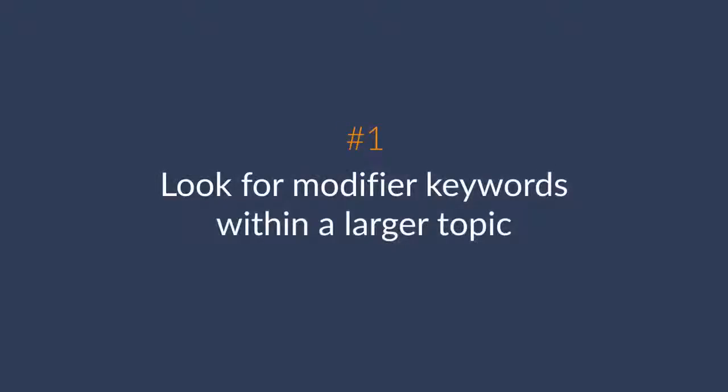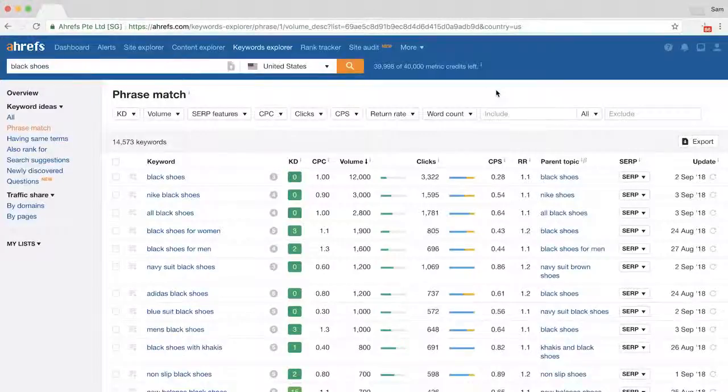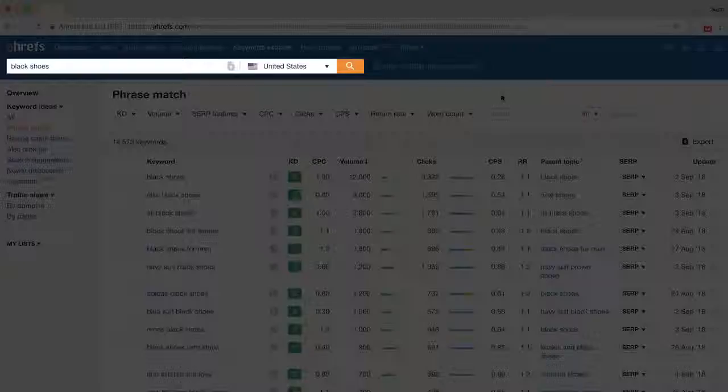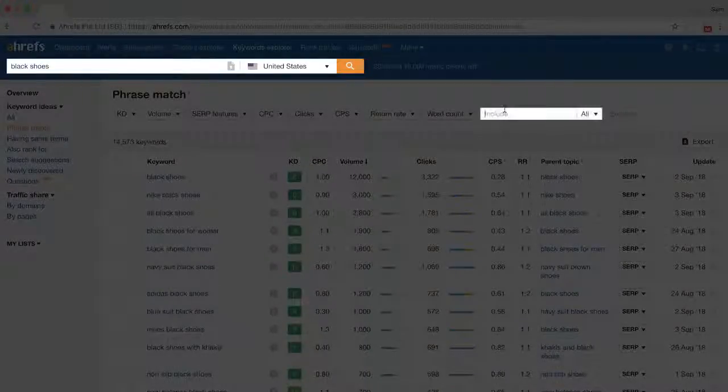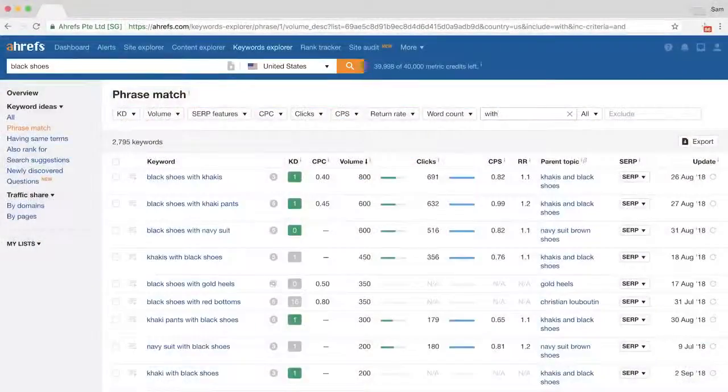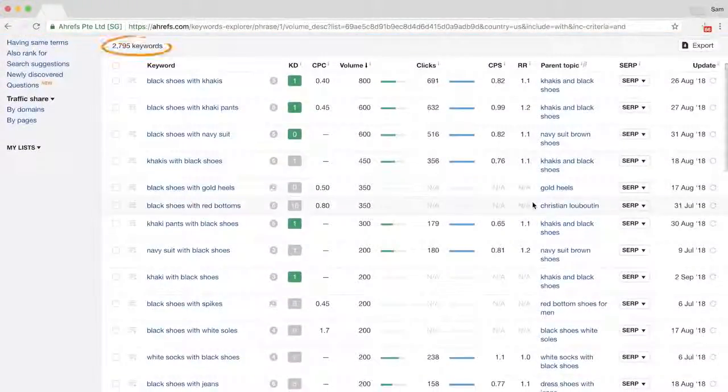So how can you find a whole bunch of these topics with ease? I have 3 super simple strategies for you. The first one is to look for modifier keywords within a larger topic. So if we look at the phrase match report for the keyword black shoes, then you can use the include feature and type in a modifier keyword like with. And you can see right away that there are almost 2,800 awesome keywords, and by looking at the keyword difficulty scores, they all seem like pretty easy topics to rank for.